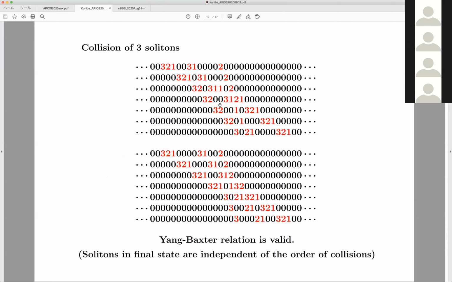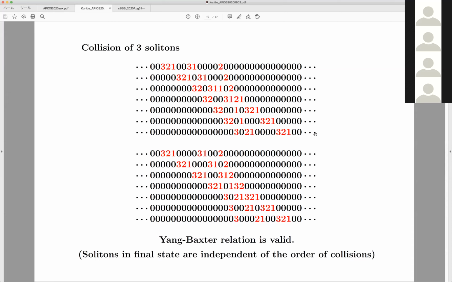So here is an example of the collision of 3 solitons. I've got 2 examples here, and I have the same list of solitons in the 2 examples: 3, 2, 1, 3, 1, and 2. But the timing of the collisions is different between this example and this example, but they eventually come up with the same list of solitons in the asymptotic states. This is again non-trivial. Namely, the Yang-Baxter property is valid. The solitons in the final states are independent of the order of the collisions. So there is really good reason to believe that this is a truly integrable system.